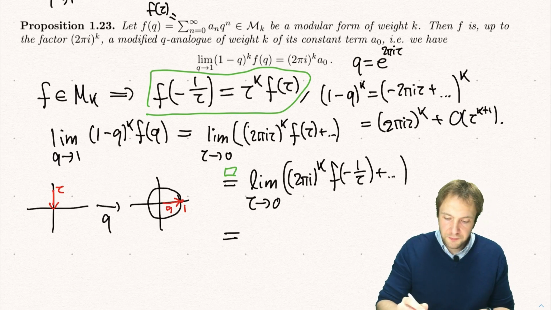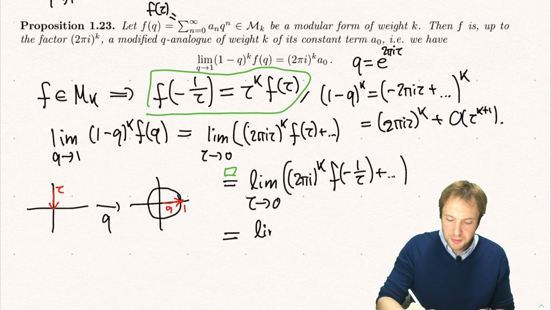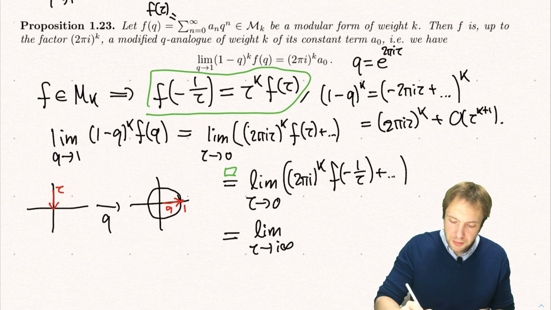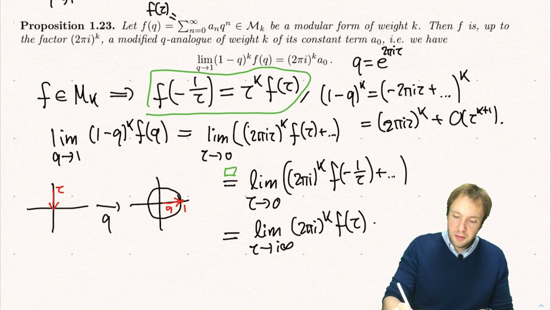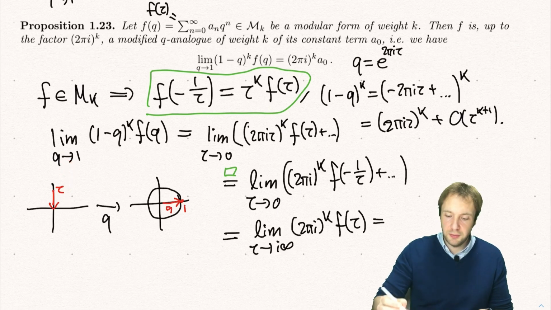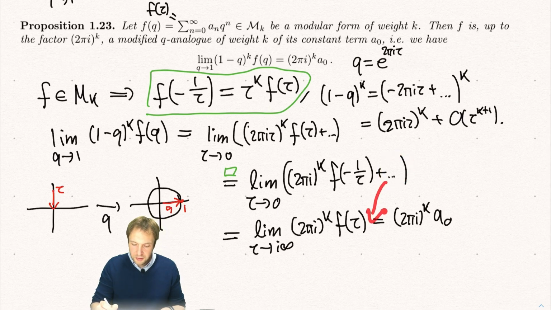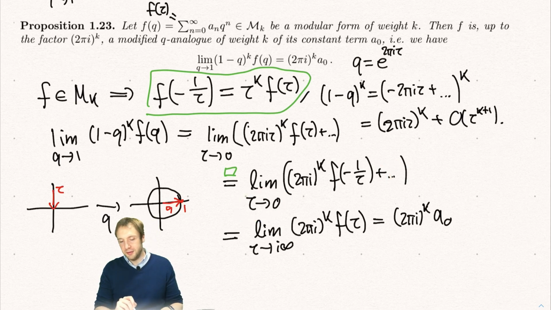Because if tau goes to 0 here, and I consider minus 1 over tau, this is just the same as taking the limit tau goes to i infinity of (2 pi i) to the power k f of tau. But the value of a modular form when tau goes to i infinity is just the constant term. So this is just (2 pi) to the power k, oops, a0. And this part here vanishes because we still have some factor of tau here, and this tau goes to 0.